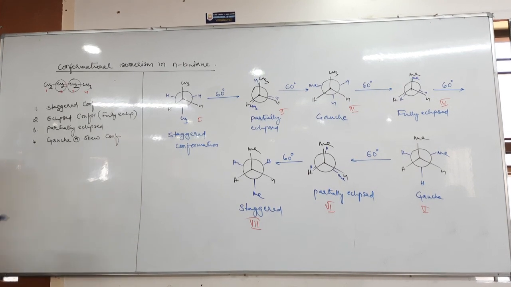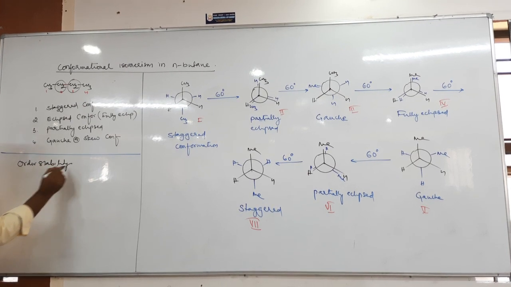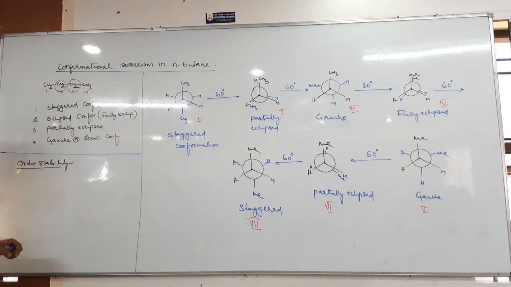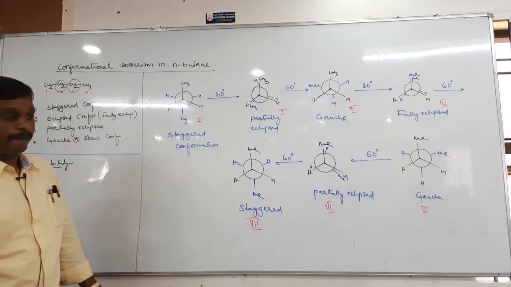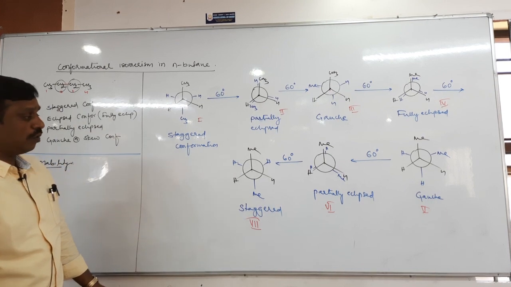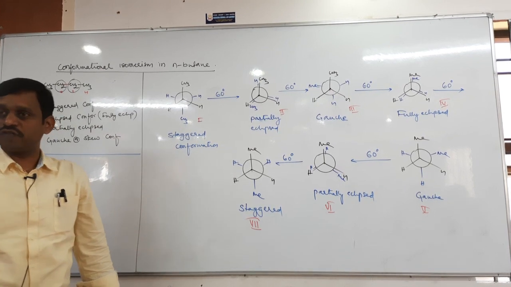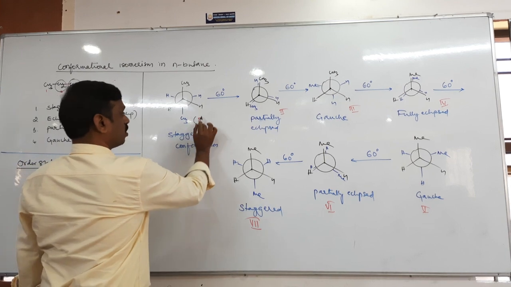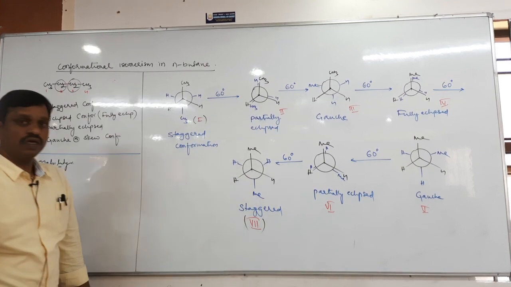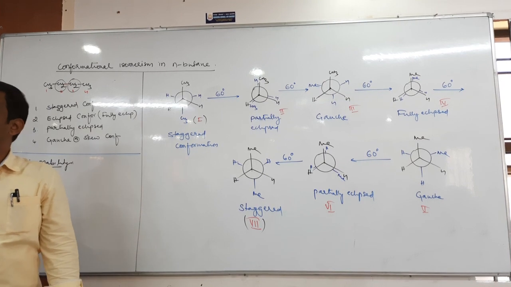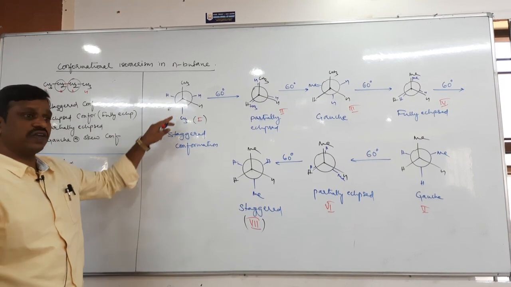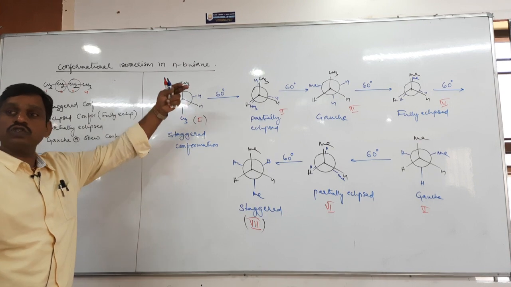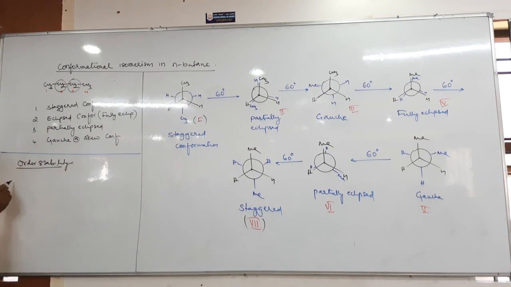Now what is the order of stability? Stability is inversely proportional to energy. Among these conformations, which is the most stable? Staggered, structures 1 and 7. The staggered conformation is the most stable because there is minimum repulsion, almost nil. Therefore staggered is most stable.